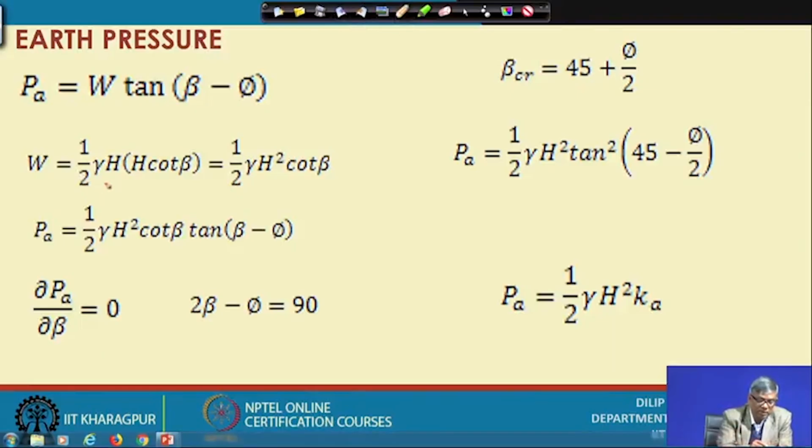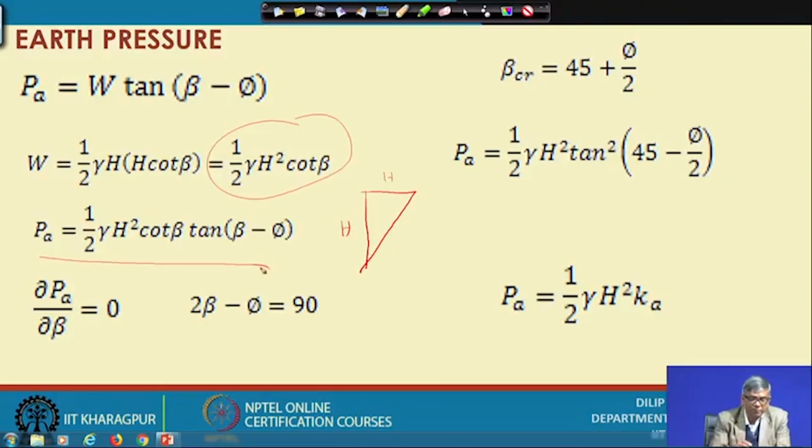This is half gamma H, actually the volume of soil multiplied by gamma. So, the soil volume is this, H squared cot beta, and then half into H squared cot beta into gamma becomes the weight. If I substitute this weight here, then P_A becomes this. This is the expression for P_A, which has beta and phi.